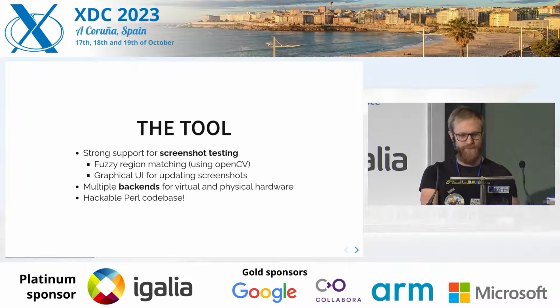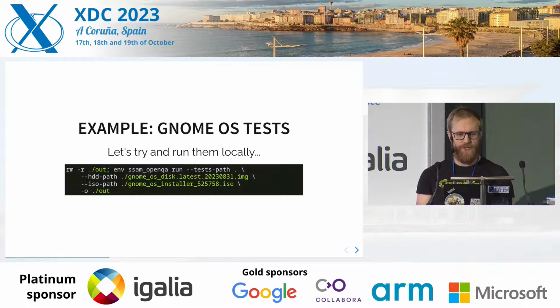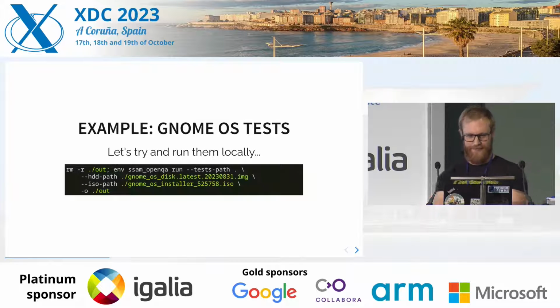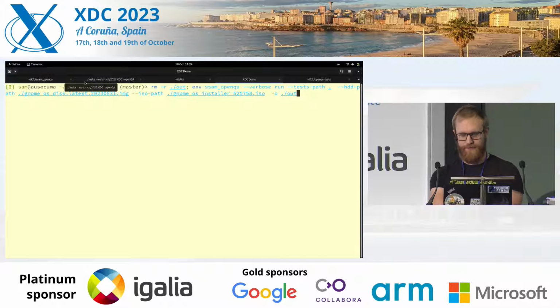So I'm going to show you, let's start from a demo, and then I'll explain a bit what's going on. So for the testing I've been doing of GNOME OS, I've been running the tests locally on my laptop to develop the tests. It's the most convenient thing. And this involves running the OpenQA test runner in a container, and then the container spawns QEMU, and that boots the operating system.